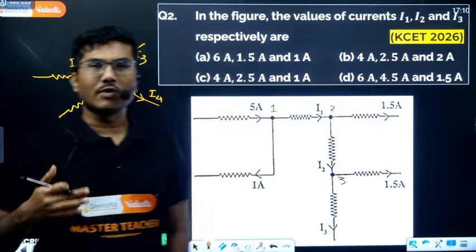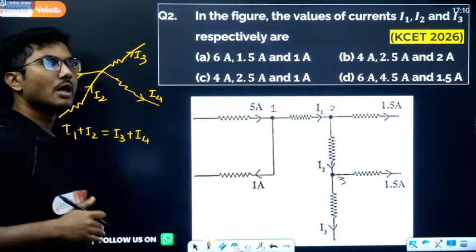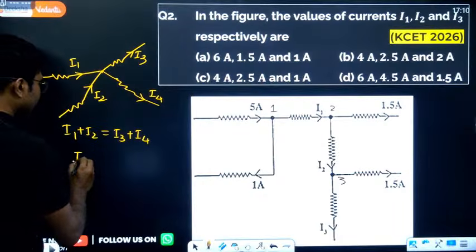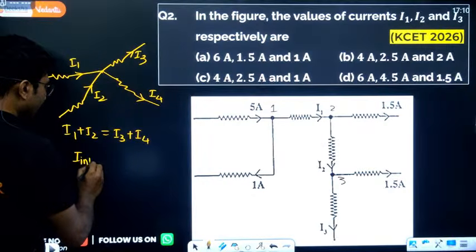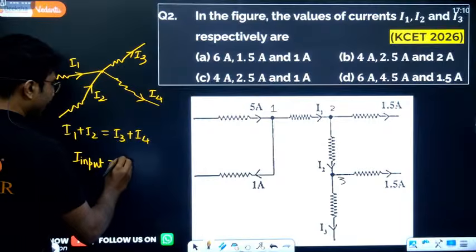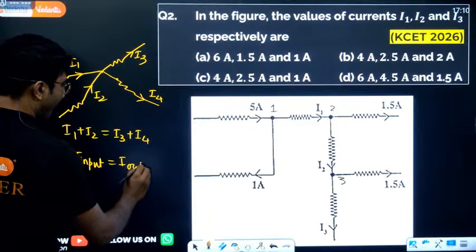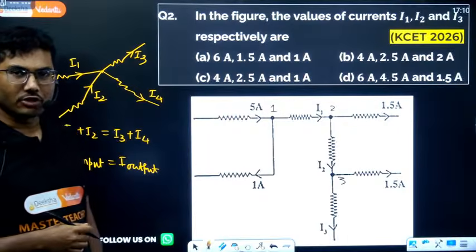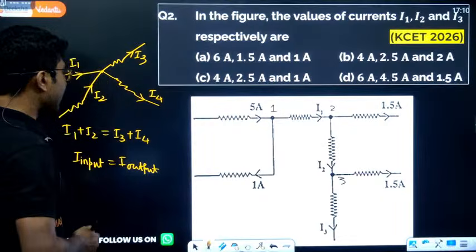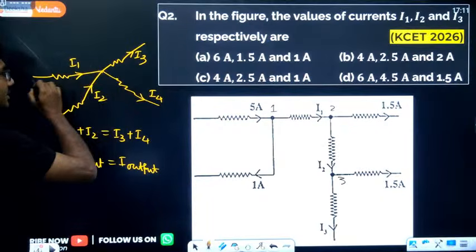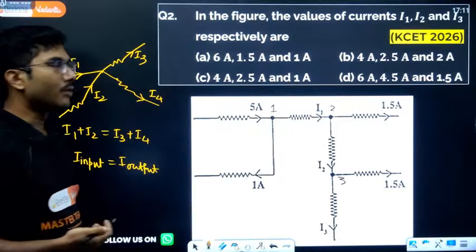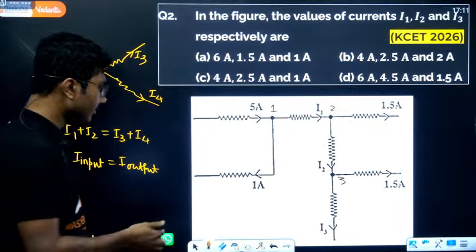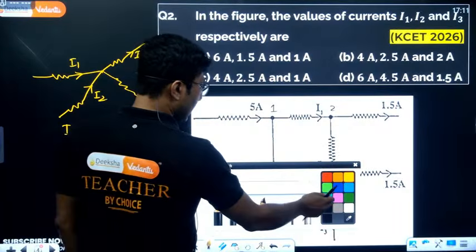Any combination of inputs and outputs can be there, but you have to remember input current should always equal output current, and this is a direct consequence of conservation of charge. Charges are conserved, so whatever charge is going into the junction, the same amount should come out of the junction as well. That's why this is correct.